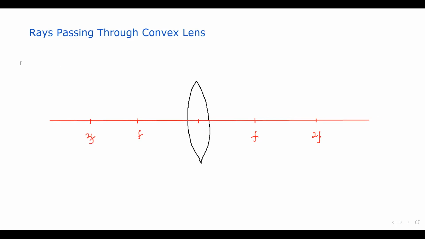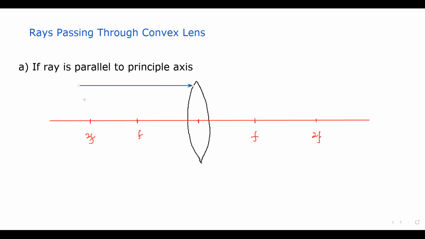So the first kind of ray which can pass through a convex lens, for example, if the ray of light is parallel to the principal axis, what will we observe? For example, these are the rays which are parallel to the principal axis, any kind, but they are all parallel to the principal axis.